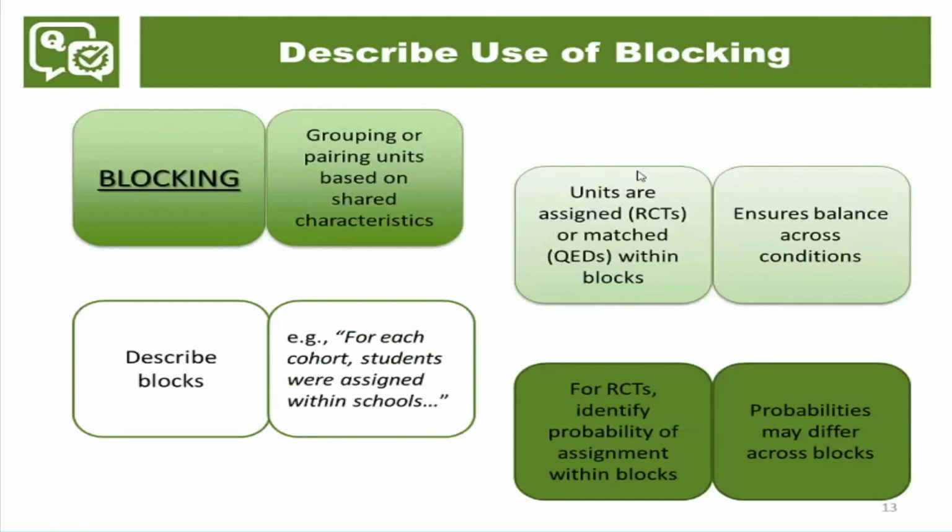Another thing that you need to be sure to describe about blocking is in the situation of RCTs. When random assignment is conducted within blocks, that is within schools or cohorts, it's important to state the probabilities that were used to assign units to the treatment or comparison condition within those blocks, because this is something that may be important when it comes to how the analysis was conducted, and we'll talk more about that when we talk about the analytic approach.